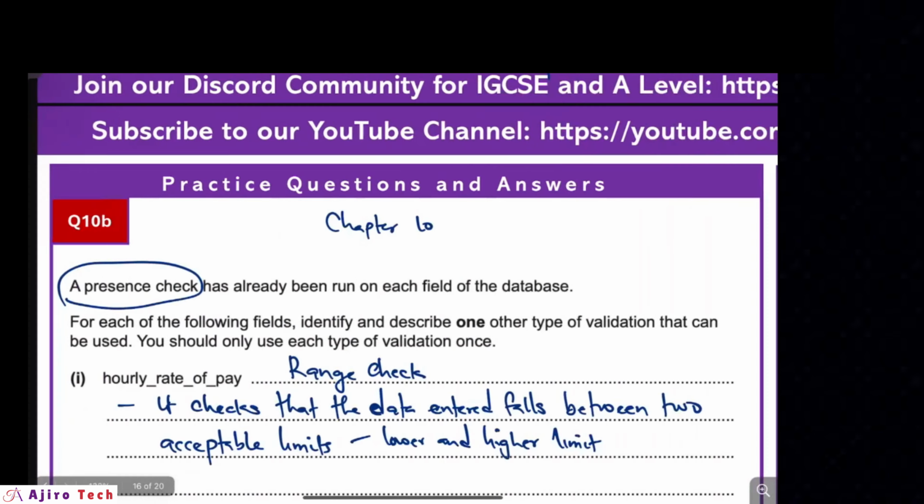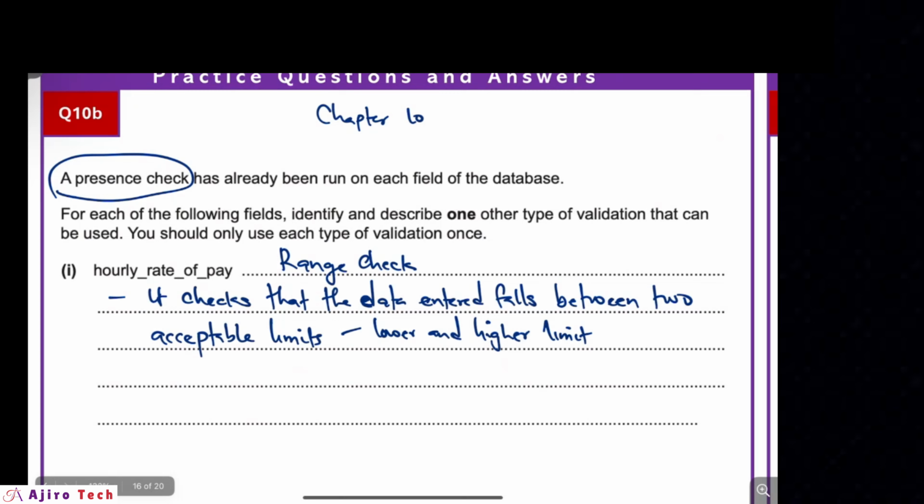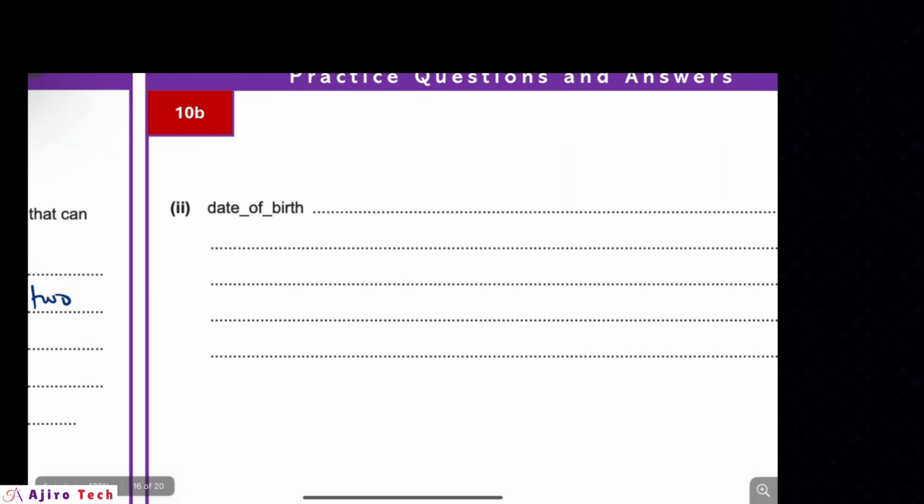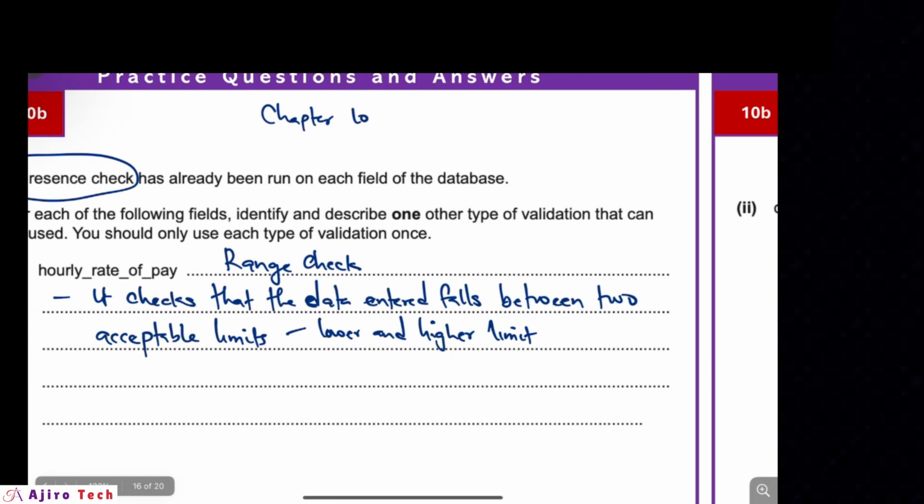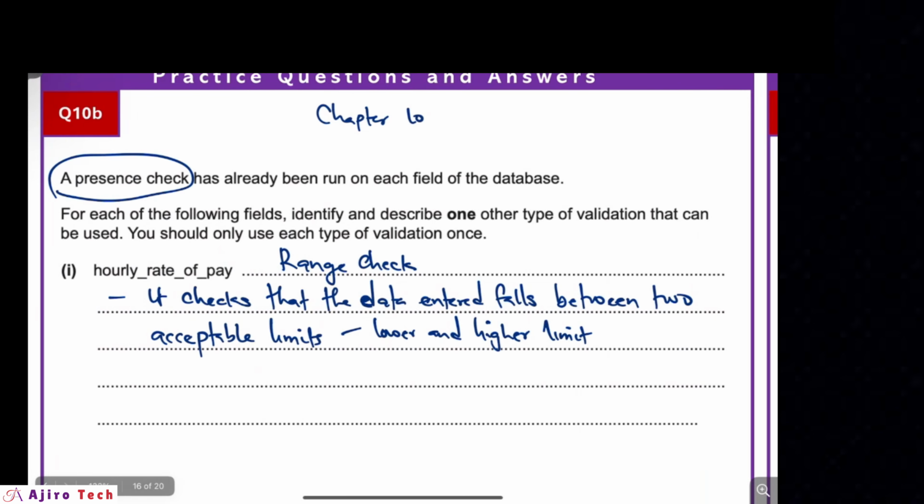Date of birth. So any value outside that given range should be what? Rejected. Okay, so you could have, for example, £5 is less than or equal to the pay, and then less than or equal to £15. Okay, something like that.